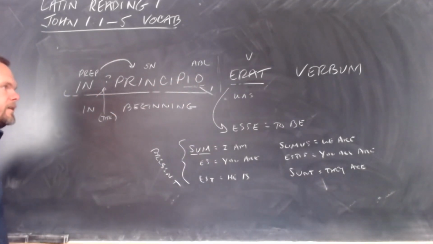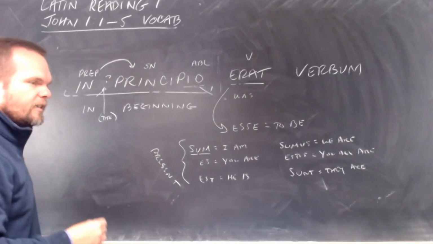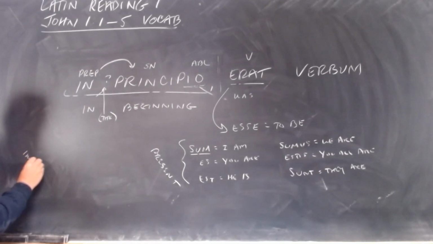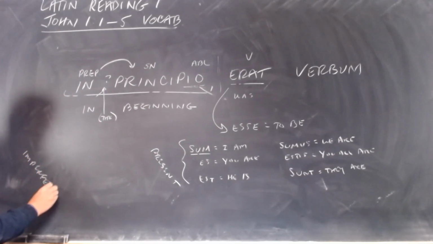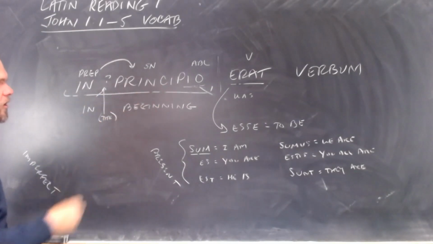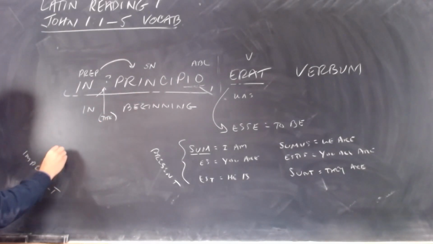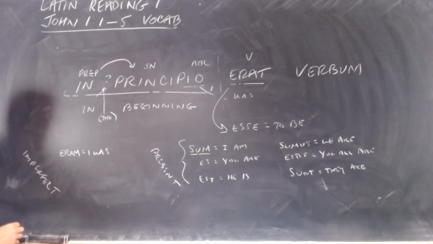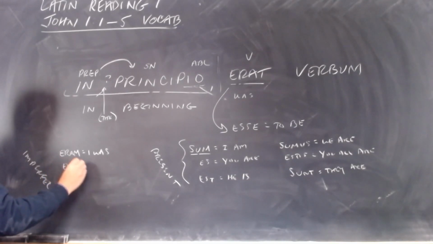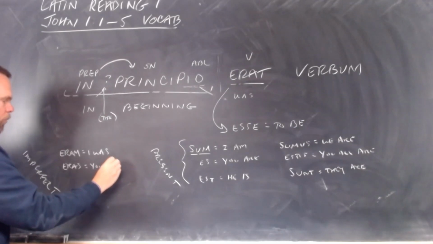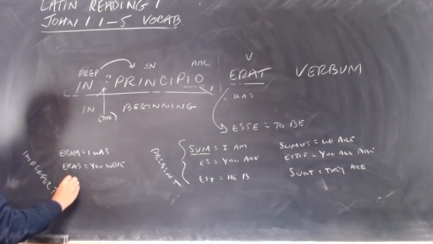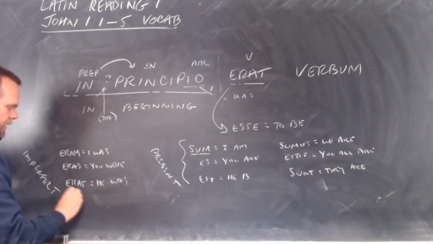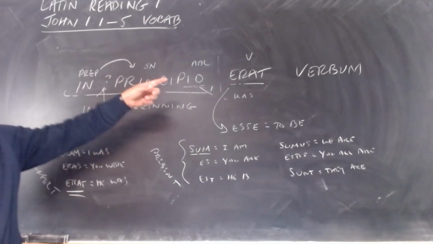This verb here is an example of an imperfect tense. In the beginning was the word. So the imperfect tense, follow me here, we'll see where this verb comes from. Eram means I was. Eras means you were. Erat means he, she, or it was. And that's where our verb form comes from.